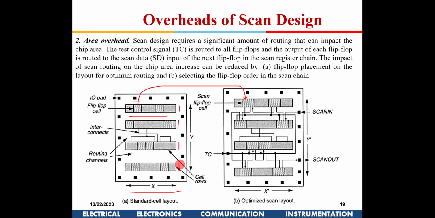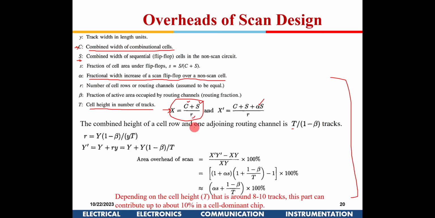So this is known as capital T, which is T times the height of a track. The unit is the track, so this could be 3 tracks or 4 tracks. A track is the horizontal lines which are running, so that is the track height. So the number of tracks consumed in this cell height is given as T.